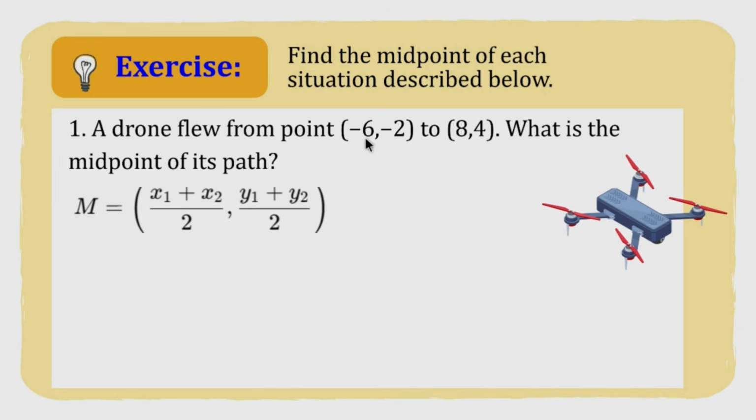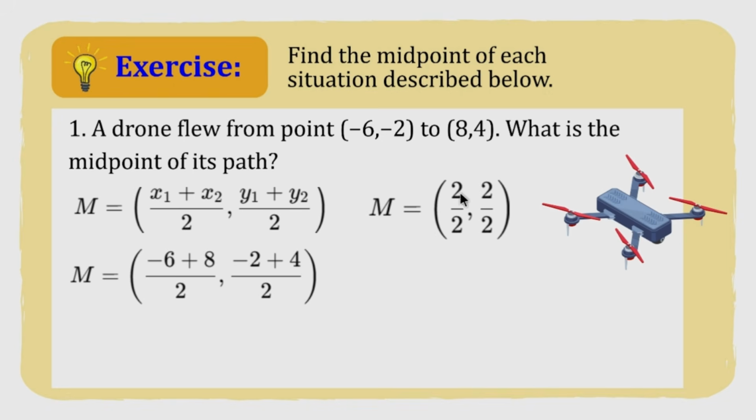This is x sub 1 and then this is y sub 1. This is x sub 2 and this is y sub 2. So, if we substitute, we will get negative 6 plus 8. We will get negative 2 plus 4 naman dito sa y coordinate. Then, let's divide it by 2.